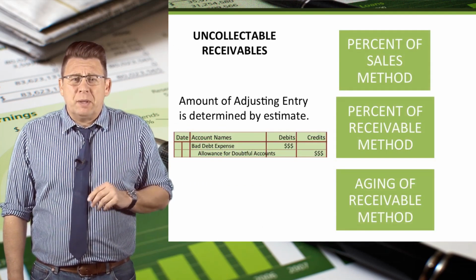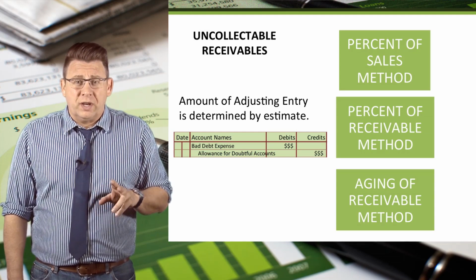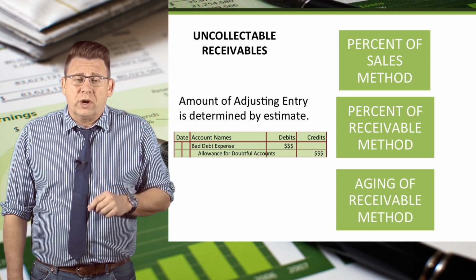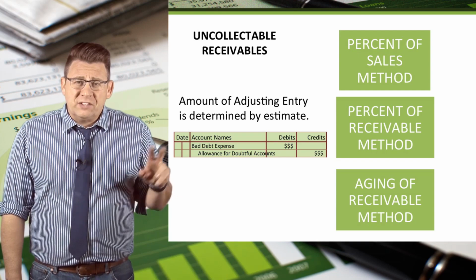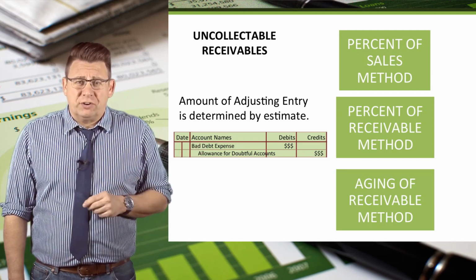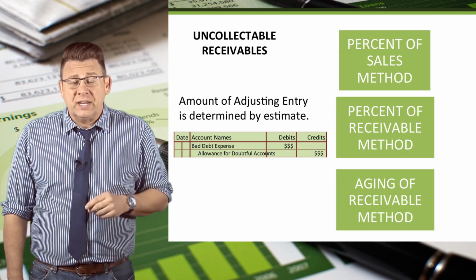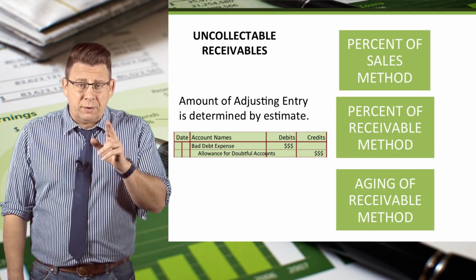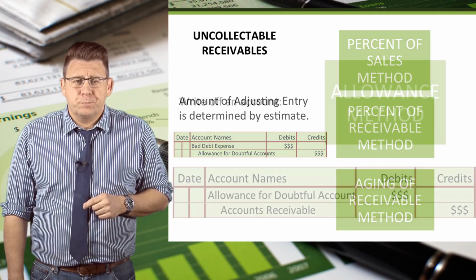There are three common methods that can be used to determine the amount of expense recorded in an adjusting entry. These methods, the percent of sales, percent of receivables, and aging of receivables, are covered in separate video podcasts, so I would encourage you to check them out.